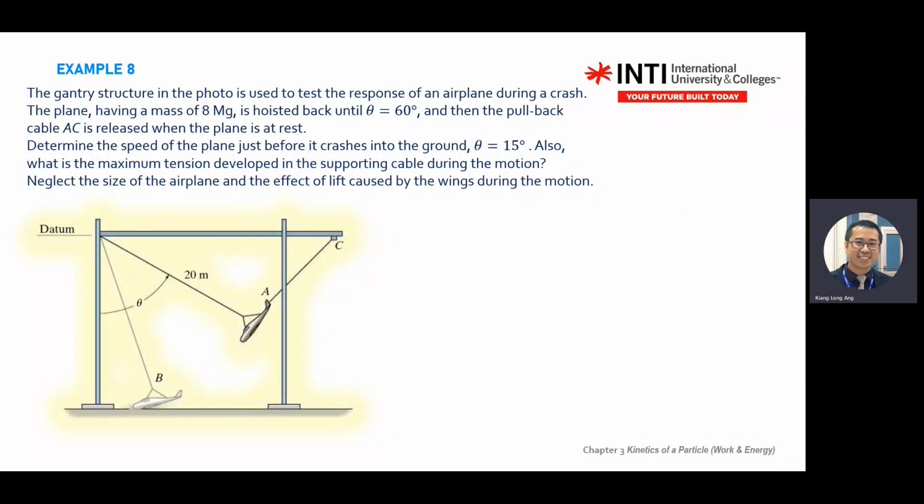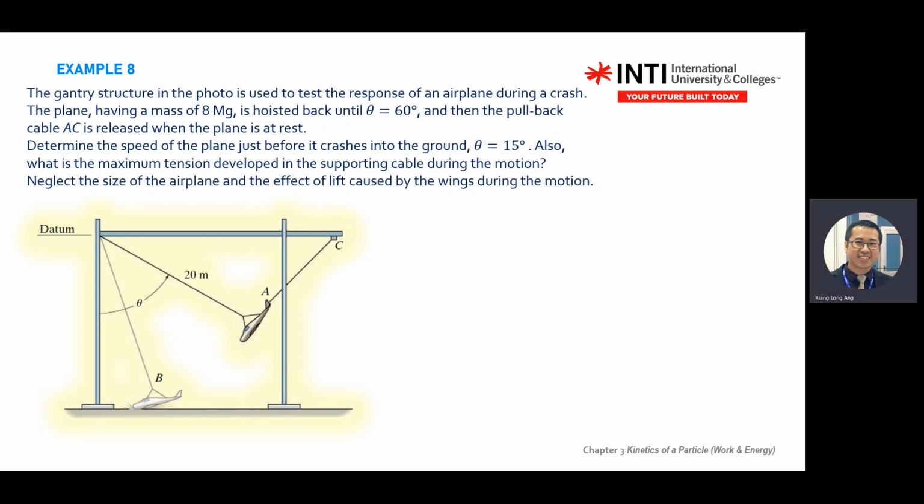Okay, let's go into this example. If you look at this photo, there is a body hanging on the testing rig here. When you cut this rope, this object will swing down. It tells you that this object was given a 20-meter rope tied to the body. The plane having a mass of 8 megagram, you need to change to kilogram. Hoisted back until theta 60 here. Then the pullback cable AC is released when the plane is at rest.